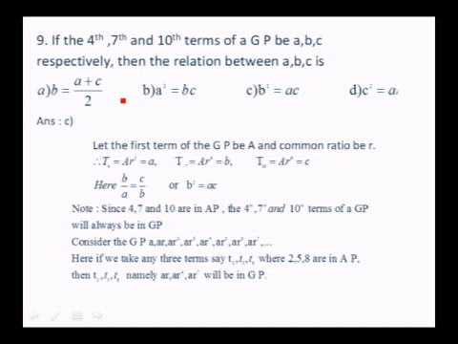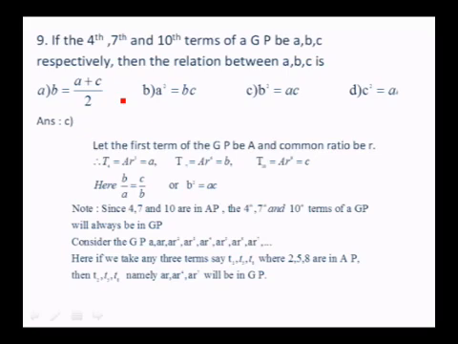Here, he has given that a, b, c are in GP, therefore b by a is equal to c by b, therefore b square is equal to ac. So if you take the 4th, 7th and 10th terms, you get b square is equal to ac. In other words, you can do it like this also. If you take 4, 7, 10, these three numbers are in AP.